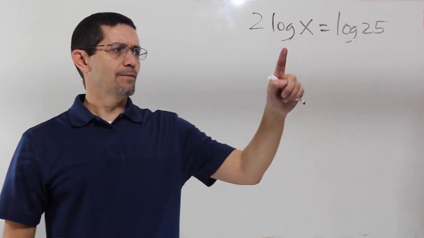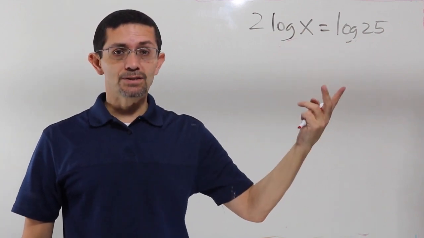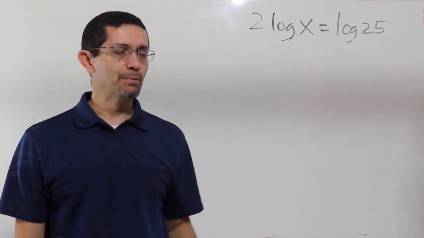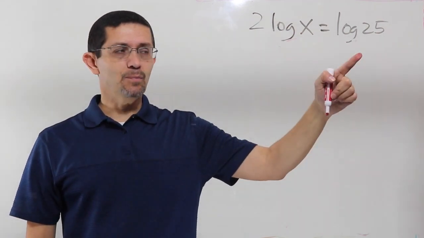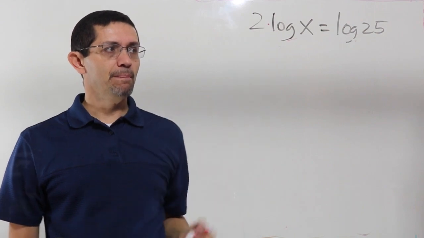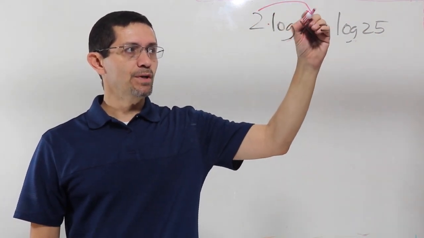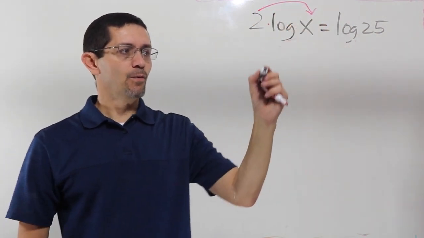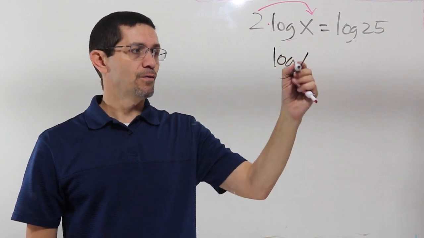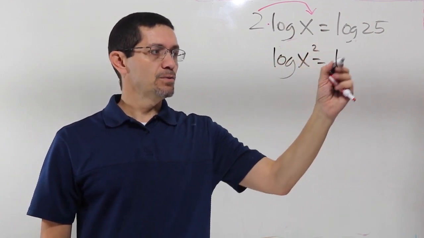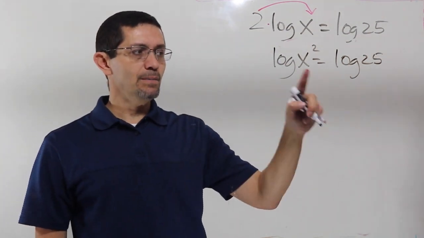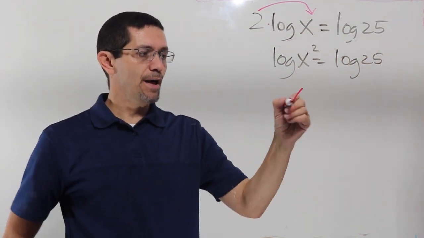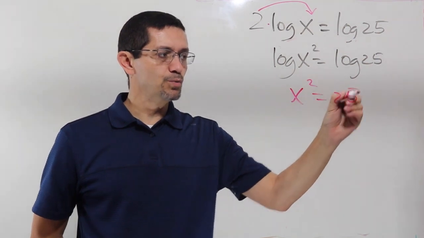Now, I have log base 10 on both sides of the equation, therefore one-to-one property. But there's a 2 here. But again, there's nothing that I can divide by. But if you remember, that 2 is an exponent for my argument. Therefore, I can rewrite this as log of x squared is equal to log of 25. Logs are the same, therefore my arguments are equal. So x squared is equal to 25.